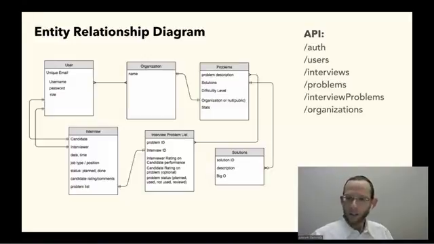On the left side over here, you see a diagram which shows all the tables in our Postgres database. Our backend is written using the RESTful architectural pattern. And on the right side, you have all the endpoints in our API. And each one of those corresponds to a table in our database.